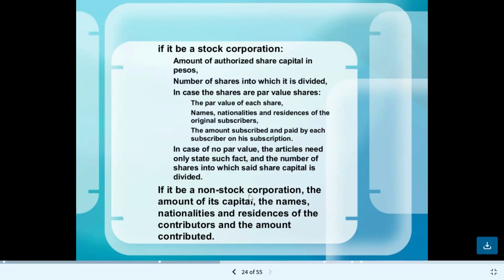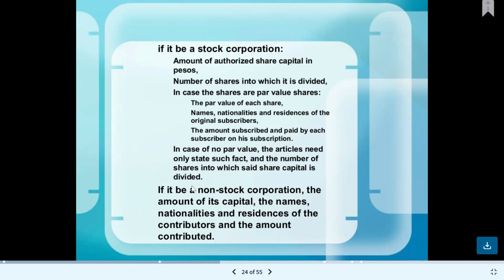If it is a stock corporation, you should indicate in the articles of incorporation your authorized share capital in pesos and the number of shares into which it is divided. And in case of par value shares, the par value of each share, the names, nationalities, and residences of the original subscribers, as well as the amount paid by each subscriber on his or her subscription. Now, in case of no par value, meaning you will not have a stated value on the face of the share or stock, the articles need only state such fact and the number of shares into which said share capital is divided.